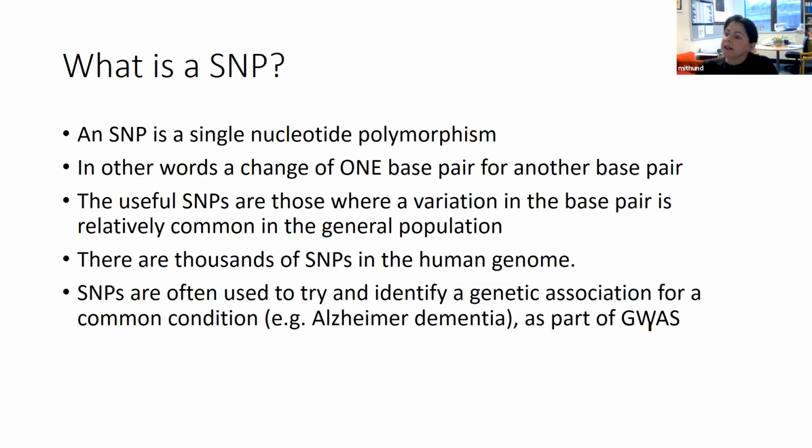A SNP is a single nucleotide polymorphism. So as I said, it's a change of one base pair for another one. There's thousands in the genome. They're often used to identify association with a common condition. So people look as part of a GWAS study. GWAS is a genome-wide association study. So SNPs are essentially thousands of flags throughout your genome that are known to be frequently different between people.